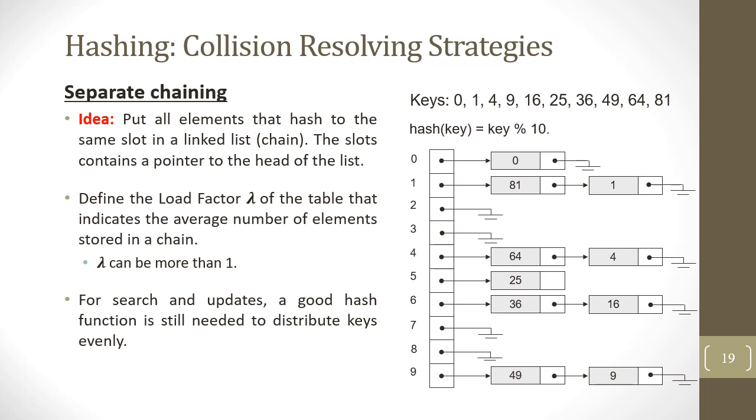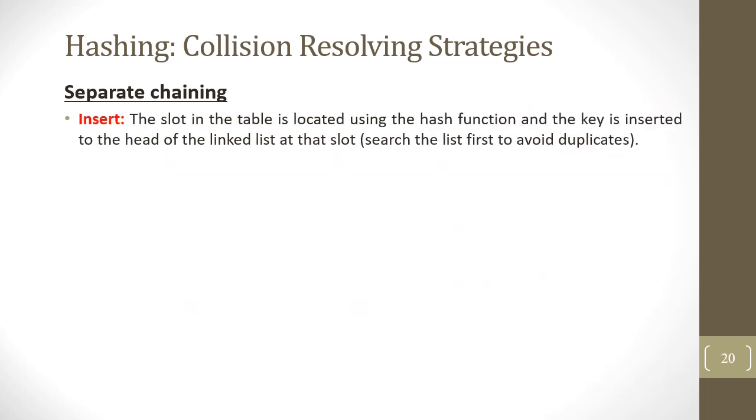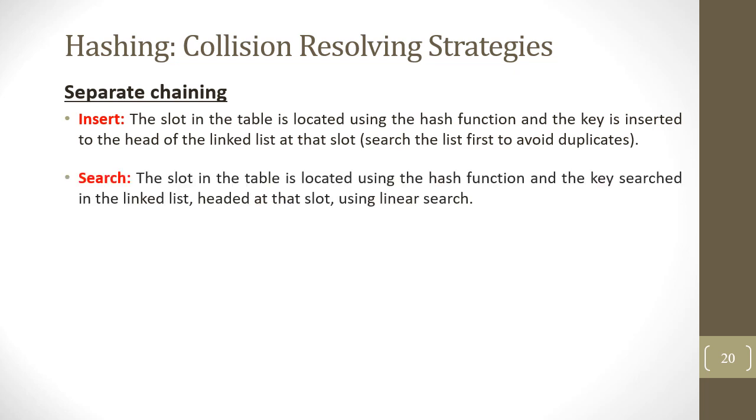So the size of the hash table should be small enough not to waste space, and it should be large enough such that the list in each slot remains short. When using separate chaining, to perform an insert operation, the slot in the table is located using the hash function, and then the key is inserted to the head of the linked list at that slot. To perform the search operation, the slot in the table is located using the hash function, and the key is searched in the linked list headed at that slot using linear search.